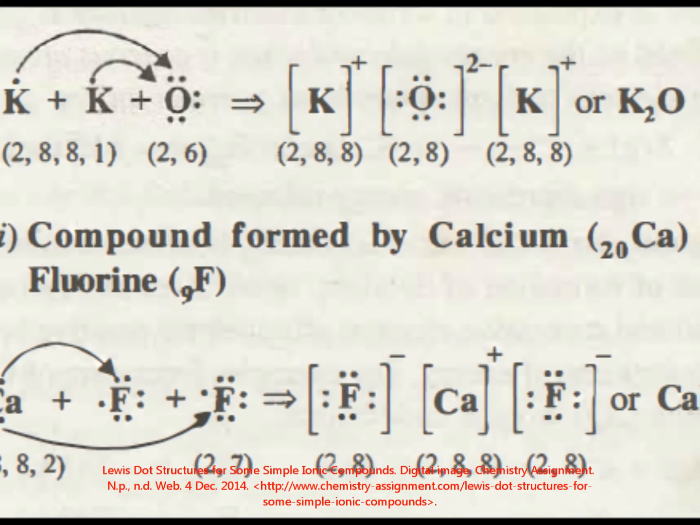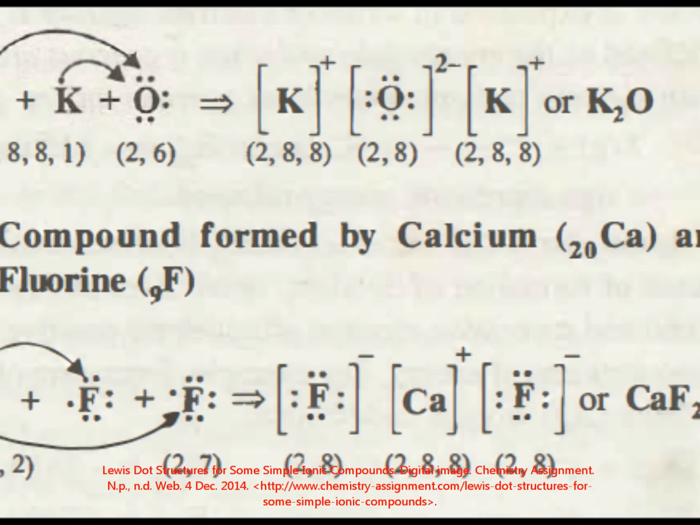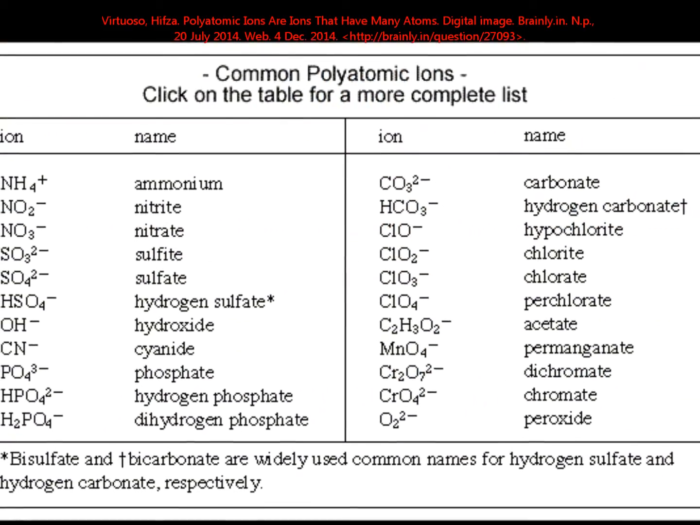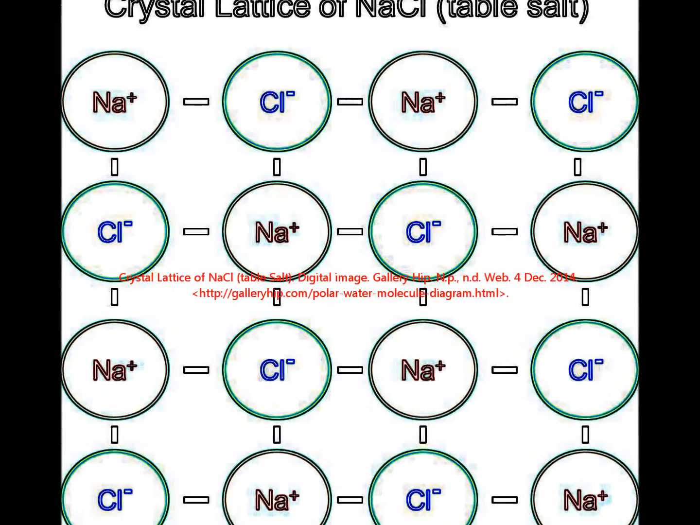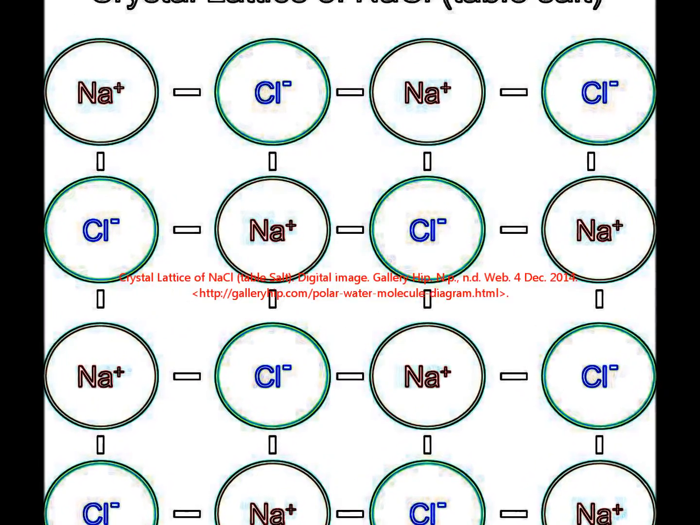The objective for this lab was to determine the empirical formula of an unknown ionic compound. We already know that oppositely charged ions arrange themselves into a 3D structure called a crystal lattice.